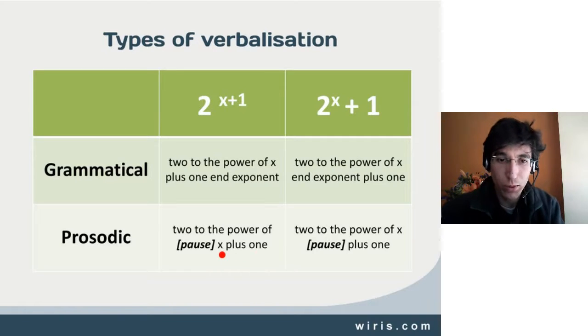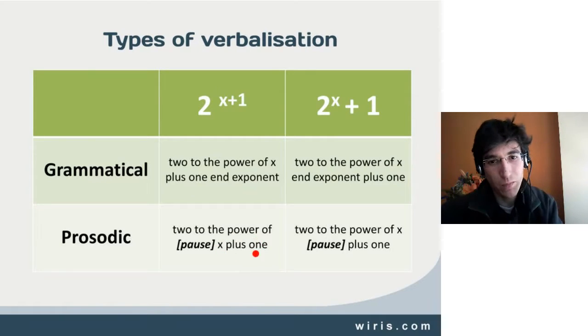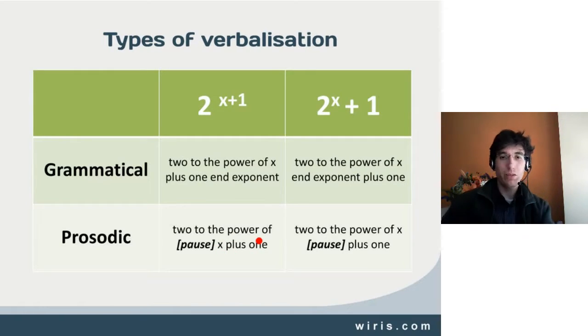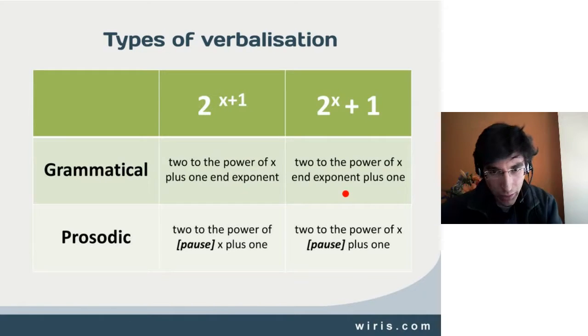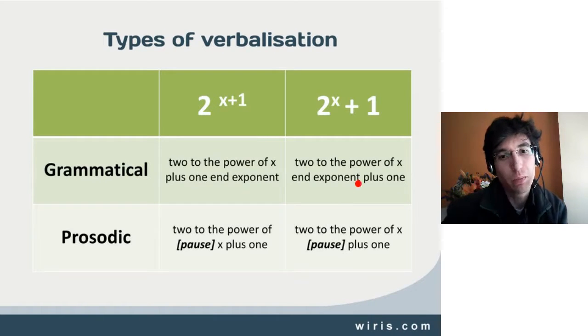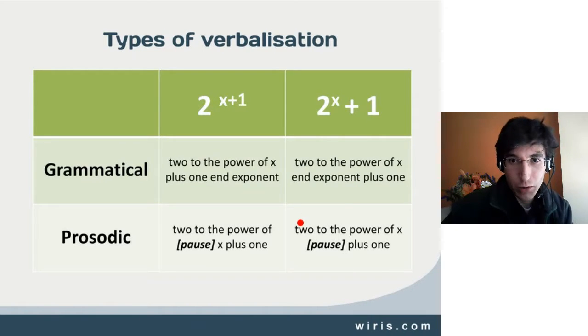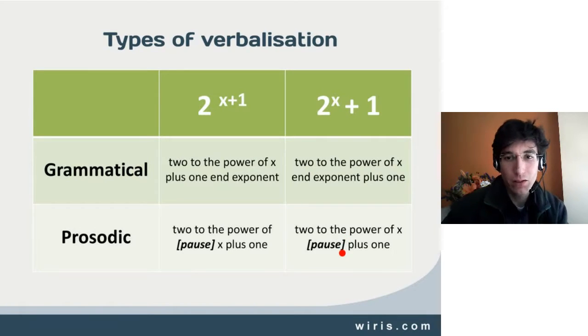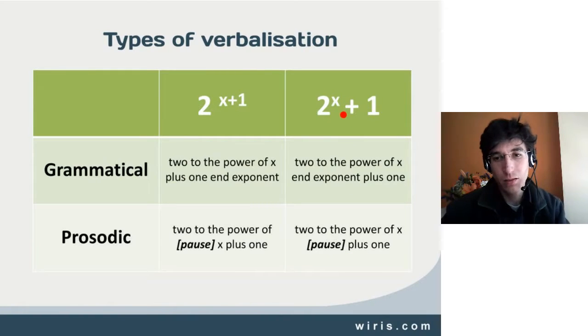The other example here would have a grammatical form, 2 to the power of x and exponent plus 1. Whereas the prosodic approach would be 2 to the power of x plus 1. We have this pause here to make us note that there is a group here built with 2 to the power of x. What are the good things and bad things of these two approaches?